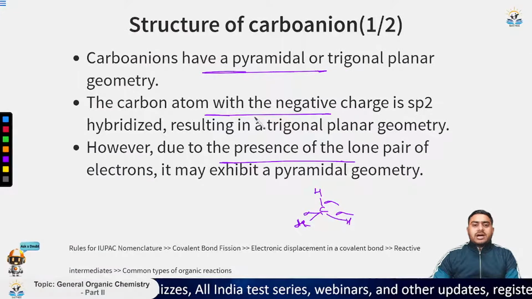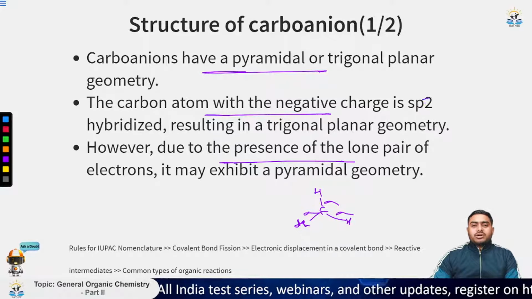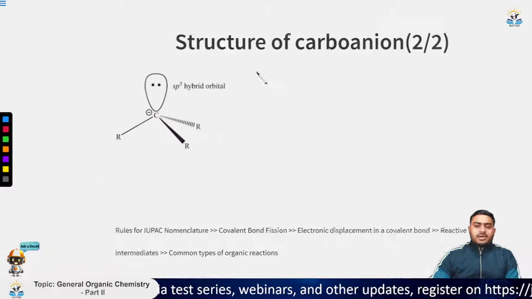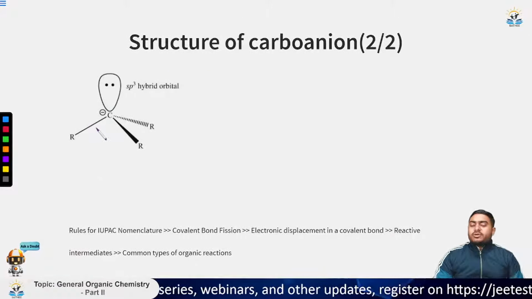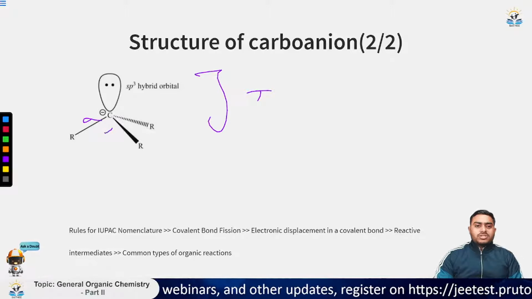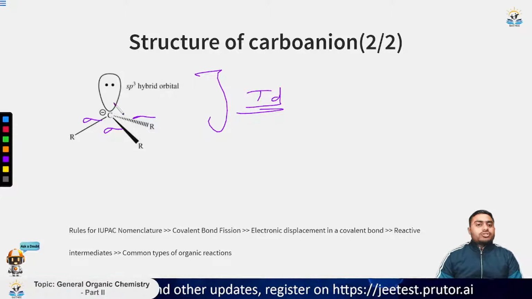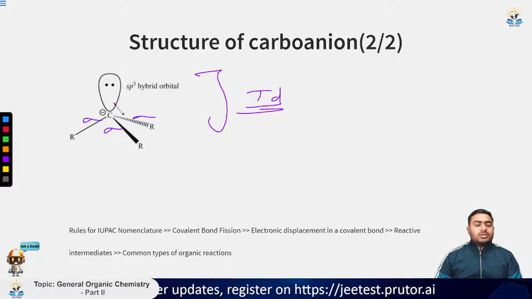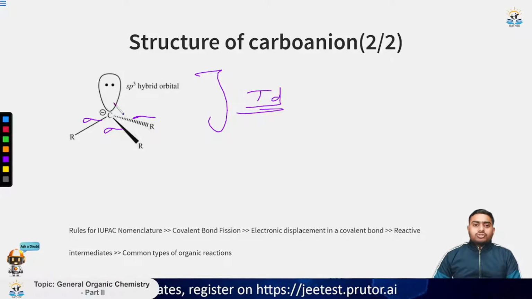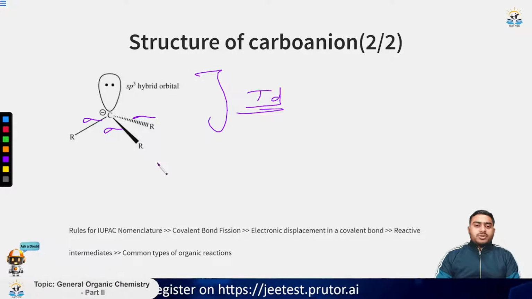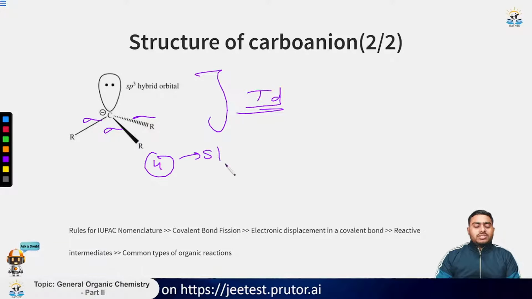Okay, the carbon atom with the negative charge is sp3, not sp2. This is sp3 hybridized, because while calculating the hybridization, you know very well you have to count the sigma bonds, then you have to count the lone pair which is not participating in the resonance. So definitely this lone pair is not participating in the resonance. So sigma, sigma, sigma. So 3 sigma plus 1 lone pair, so 4, and you have to give 1 s and 3 p. So sp3 hybrid orbital.